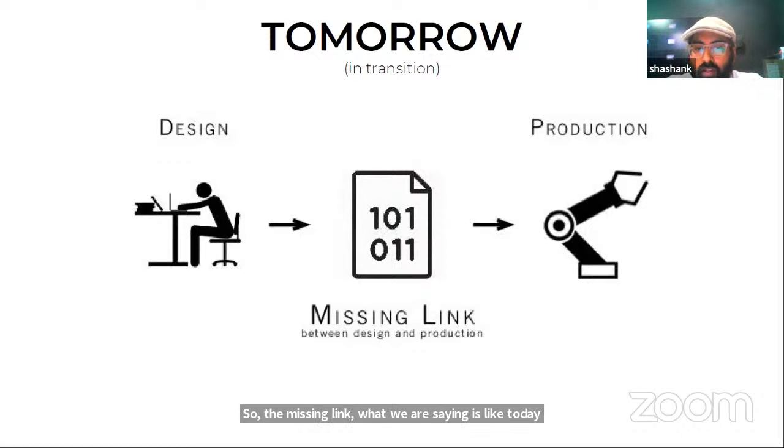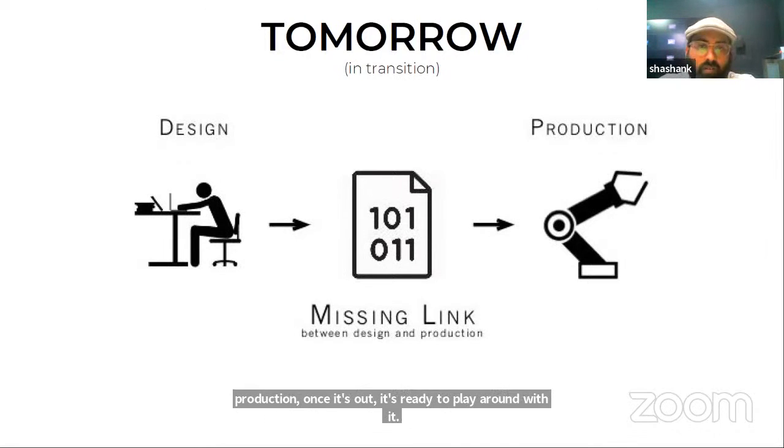It's not always necessary that everything can be done digitally. Yes, we are working towards that end, which is why I've written tomorrow here. So we design, and we have that design in the code itself. Computers don't make mistakes. We as designers will make mistakes, but computers won't. Once a design is ready, you just send it for production. Once it's out, it's ready to play around with. So this is what we are looking into, right?